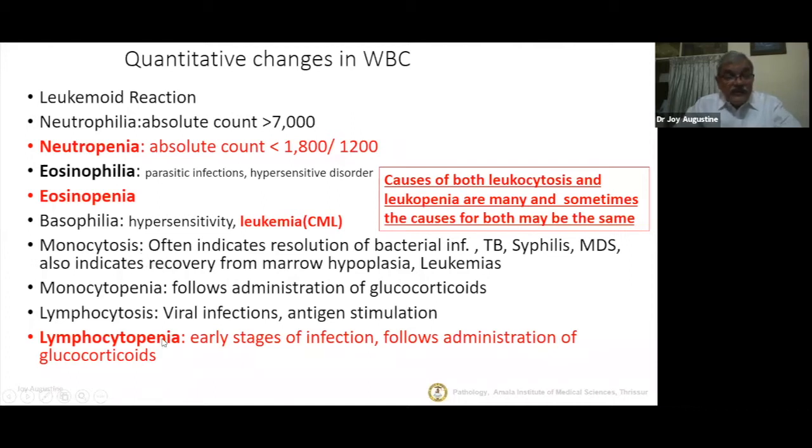Now the same thing applies to lymphocytopenia. Lymphocytopenia is generally not recognized because the percentage of lymphocytes is very small, say 30%, and neutrophils predominate in the peripheral blood smear. So this also has to be recognized. Lymphocytosis, monocytosis, they can be easily recognized. One thing to remember is that the causes of both leukocytosis and leukopenia are many and may be the same. So leukopenia and leukocytosis may be caused by the same reason. This is one point you have to remember.